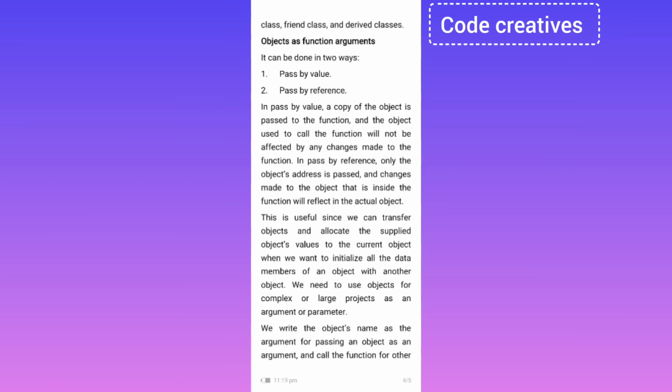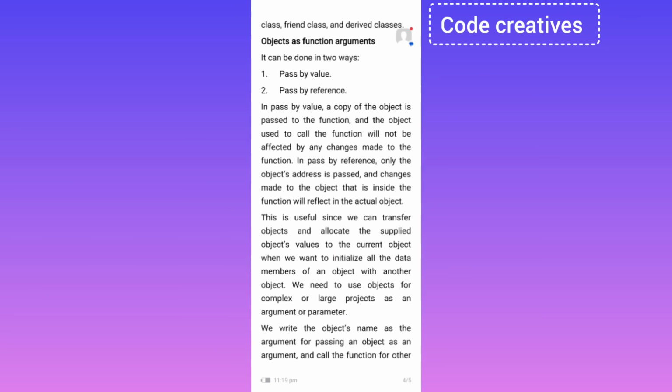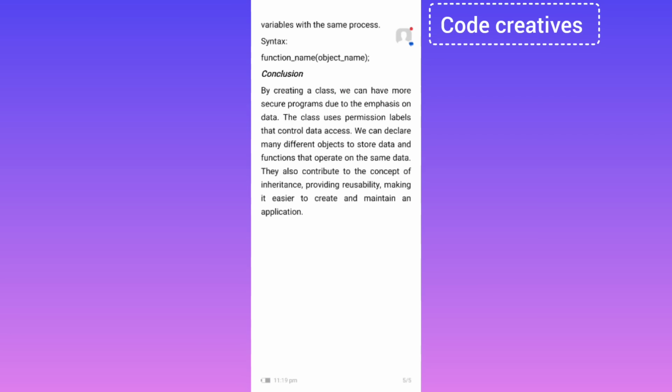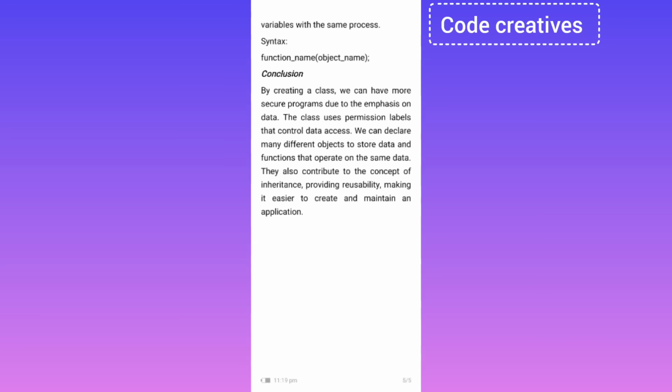So we need to use objects as arguments or parameters for complex or large projects. We write the object name as the argument when passing an object as an argument, and call the function as for other variables, with the same process. So what is the syntax here? For an object as a function argument, which can be done in two ways, passing by value or passing by reference, we have the syntax here: function name, which can be anything chosen by the user, and the object name.